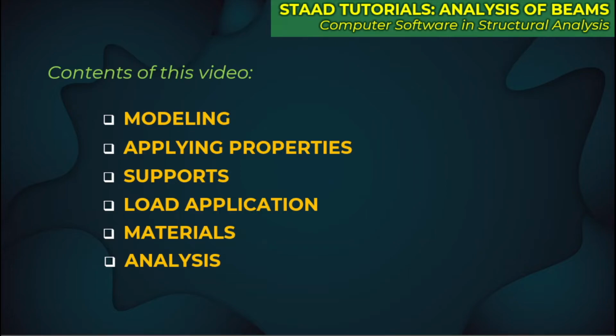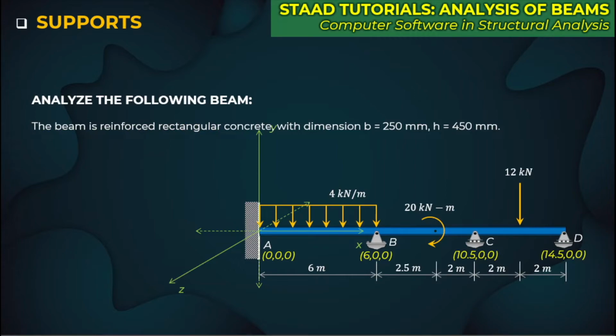So dito na tayo ngayon sa supports. Okay, so para lang klaro tayo guys, i-review muna natin. So meron tayong 4 na supports dito. So meron tayong fixed support dito sa may point A. Sa may node B ay meron tayong hinge support or pin. Tapos sa may node C ay meron tayong roller support and sa may node D ay meron tayong roller din na support. Okay, so ngayon ay pumunta na tayo sa ating STAAD.